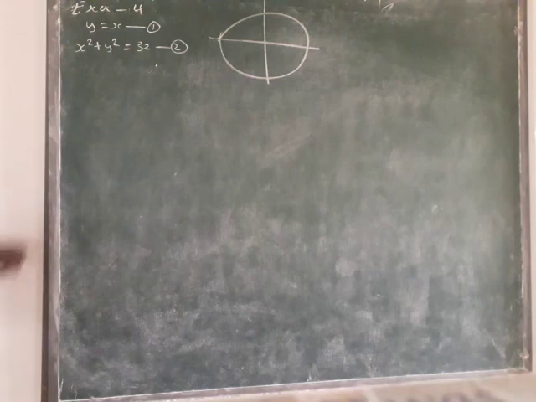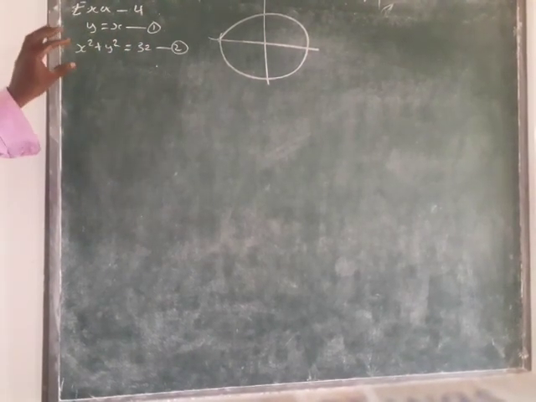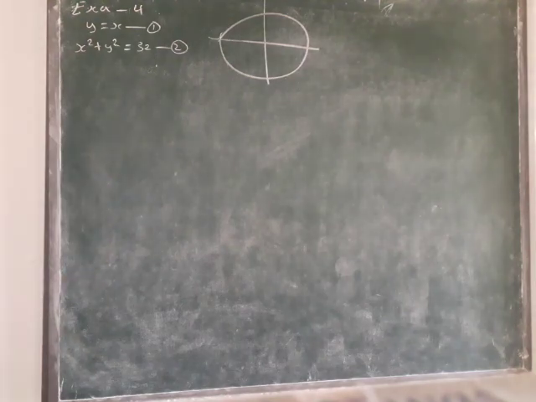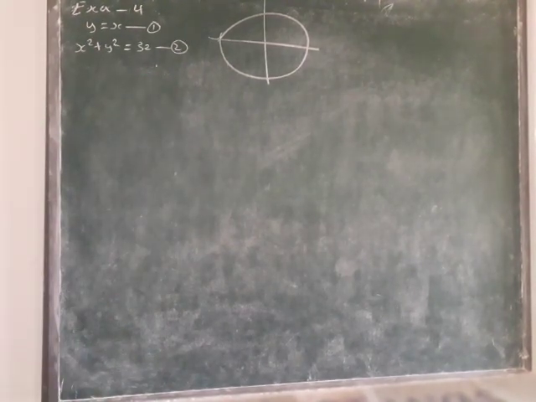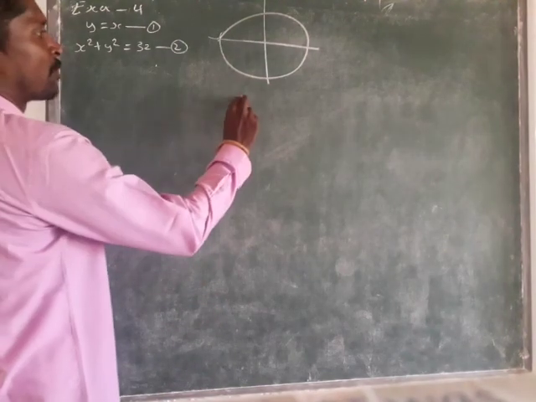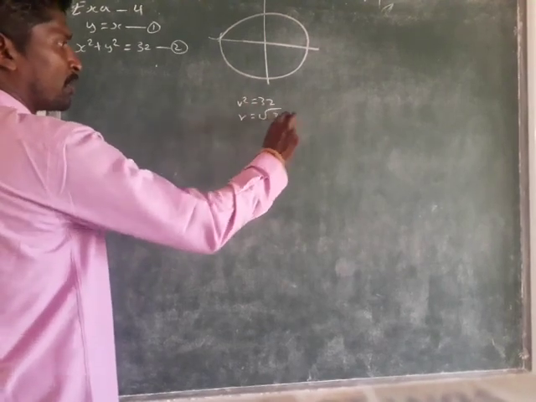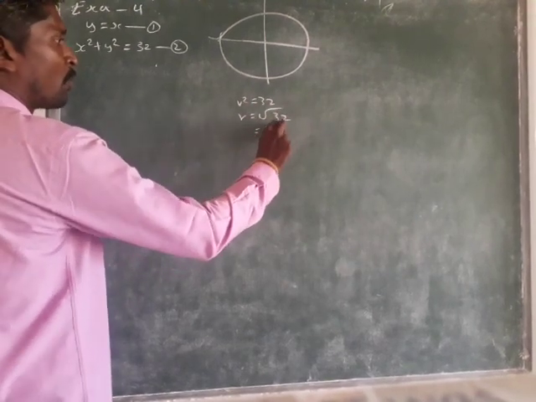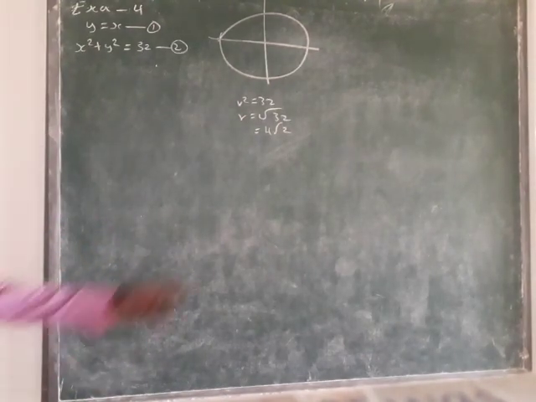Here 32 we can write as r square, because x squared plus y squared equal to r square. So you want to find r, you want to find square root of 32. So r squared equal to 32, then r equal to square root of 32. It becomes 4 root 2. 4 4s are 16, 16 2s are 32. So 4 root 2.